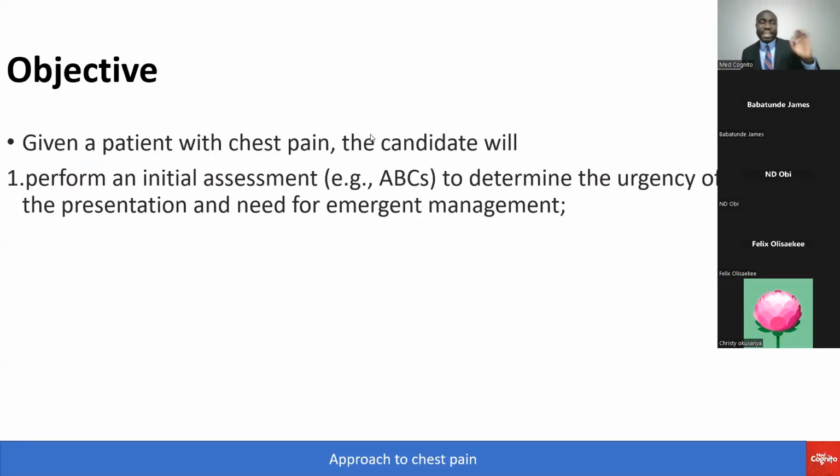So the objective then says that given a patient with chest pain, the candidate will perform an initial assessment, including ABCs, to determine the urgency of the presentation and the need for emergent management. So if you have a patient with chest pain, the medical council is expecting you to know how to perform an initial assessment of the patient and to determine the urgency of the presentation and the need for emergent management.